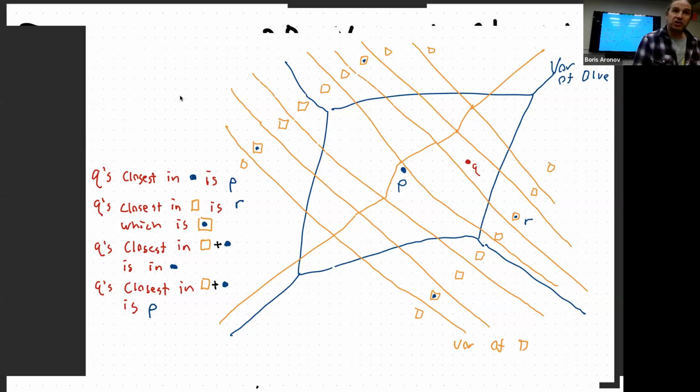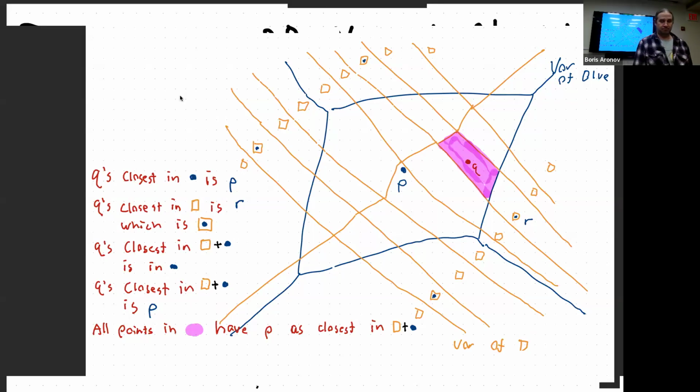Now, what is the locus of points for which this statement holds? Clearly, it holds for anybody in this cell, yes? Let me color it. It also holds for anybody in those cells, for the same reason. In other words, what I'm coloring is those points whose orange cell is a blue and are in the blue cell of P.